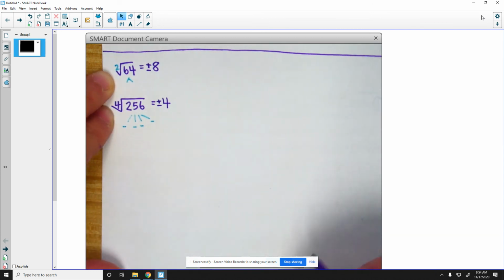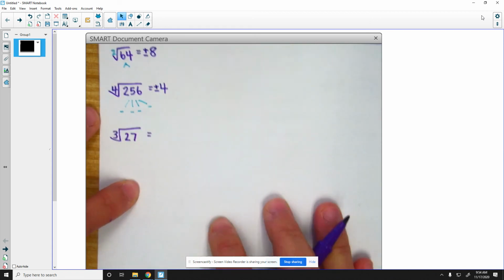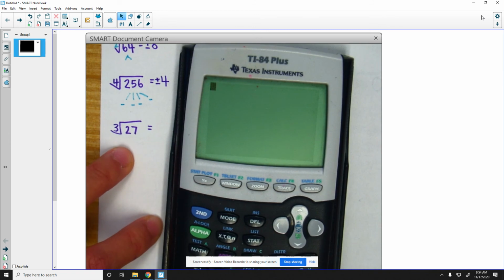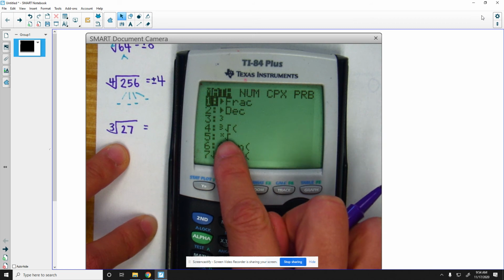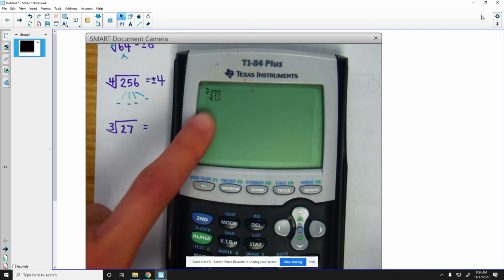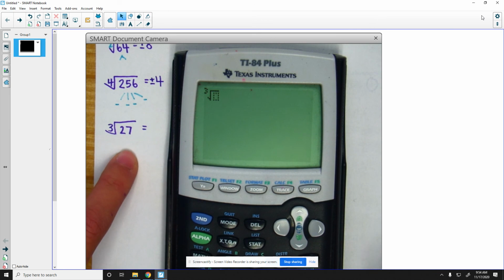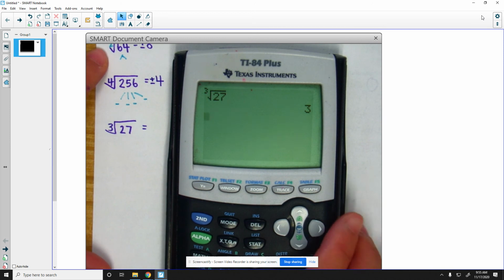Okay, so let's try another one then. The cube root of 27. So let's type this in our calculator first. I have not square root, so I have to do 3. And then I do math, and then the fifth option, right? Because I want a little 3. So the cube root, and then I have 27. So that's what I'm typing in. And then I get 3. So I know my answer, the digit, is 3.